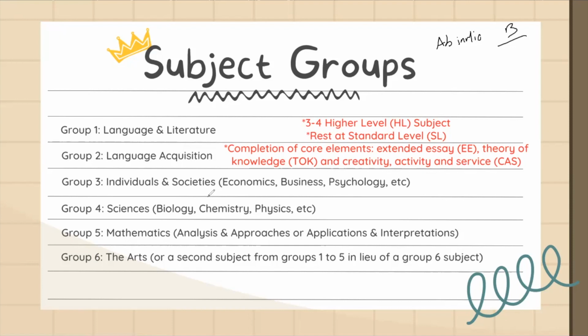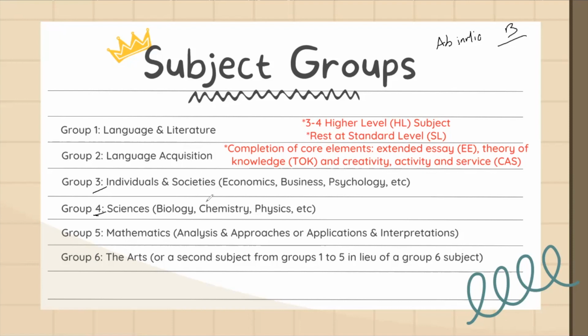And there's also group 6, which is the arts. However, group 6 is the only one where it's not compulsory to take a subject. If you do not take any subject from the arts, you are required to take a second subject from the other groups. Commonly, people take a subject from group 4, so they take 2 sciences, or they take another one from group 3, another individuals and societies subject. So these are all the subject groups.